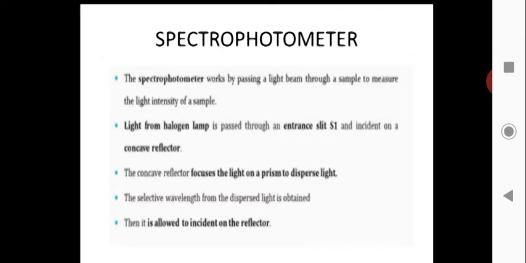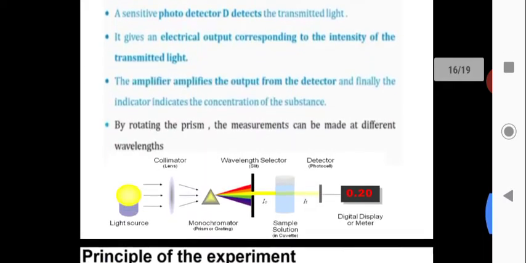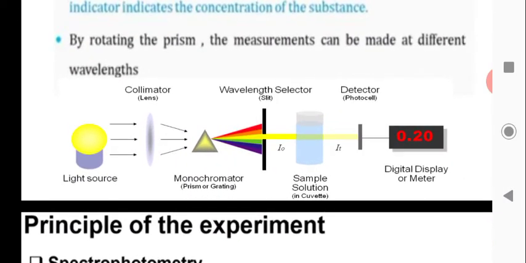Light from the halogen lamp is passed through the entrance slit S1 and is incident on the concave reflector. The concave reflector focuses the light on a prism to disperse the light. So we can see in this diagram, the light is forwarded to the concave collimator, and then it is passed to the prism, and this prism is a monochromator. It will generate a particular wavelength of the light, say yellow. This yellow light is being passed.